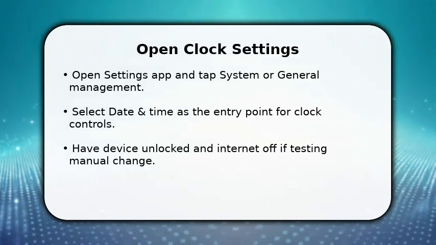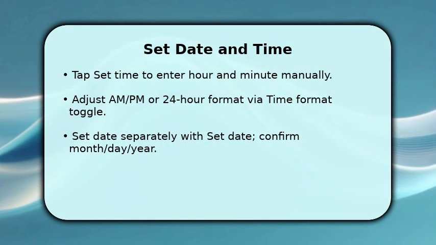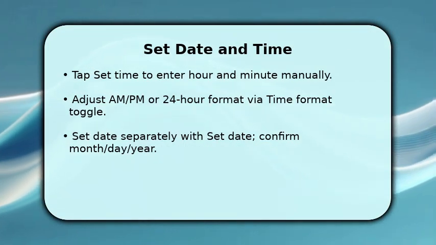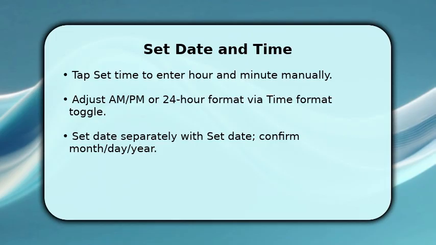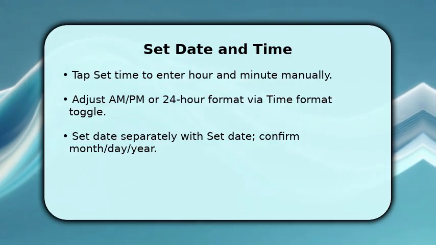Now you change the actual numbers. Tap Set Time to type or spin to the desired hour and minute. You'll see AM/PM on 12-hour devices or a 24-hour option you can toggle.